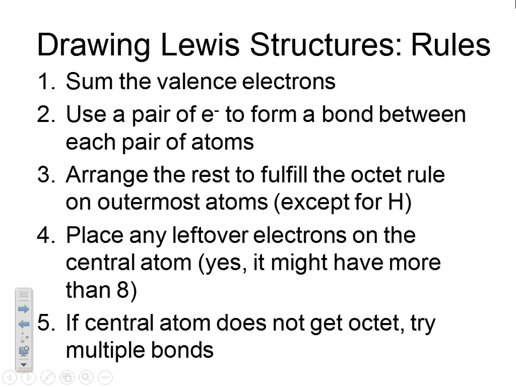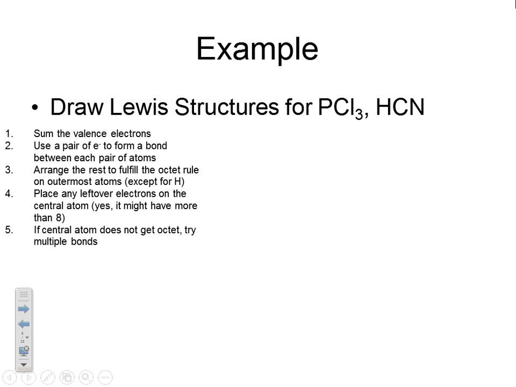This might mean expanding the octet. It might mean having more than 8. That's possible. That's okay. We're going to talk about when it's okay to do that. But if you go through this process and you count up your electrons and you realize that your central atom doesn't have an octet, then you have to consider multiple bonding. So we're going to look at some examples of that. So this process. Draw Lewis structures for PCl3 and HCN.